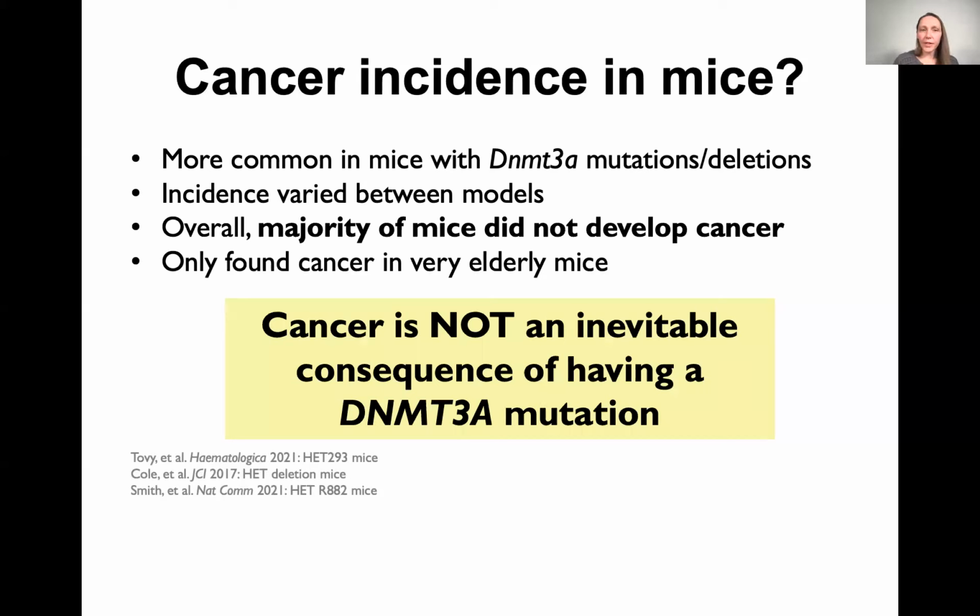So I think the take-home point here is cancer is not an inevitable consequence of having a DNMT3A mutation. In fact, I think the vast majority of individuals with a DNMT3A mutation, be it just in their blood or in every cell in their body, will not go on to develop a cancer.